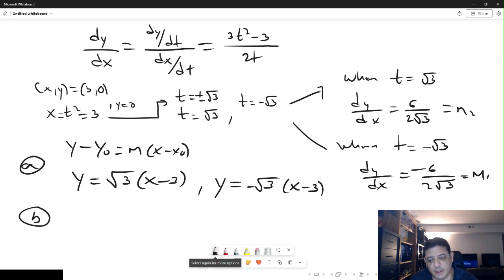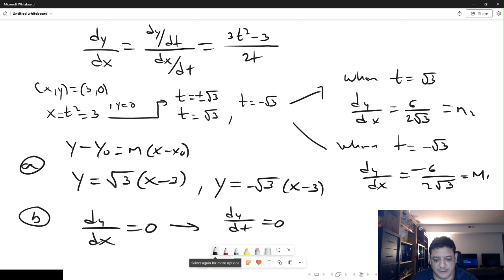Now for B, we want to know when the dy/dx is equal to 0. So this means that we want to know when the dy/dt is 0, because that's the top, and that's when this is made 0. So that implies that 3t squared minus 3 is equal to 0, which implies that t should be equal to plus or minus 1. And so that corresponds to two different points.